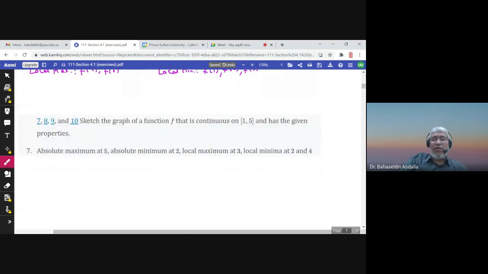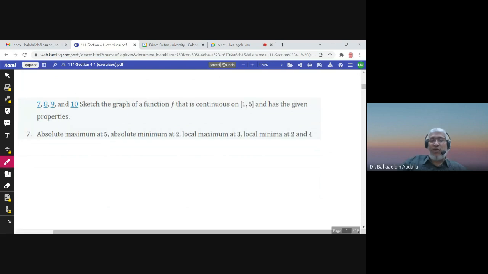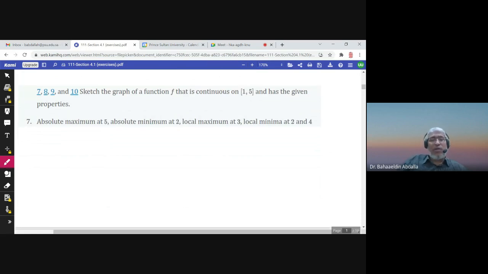Sketch the graph of a function f that's continuous on [1, 5] and has the given properties. So the function should be continuous on a closed interval [1, 5]. This is 1, and this is 5. It should have an absolute maximum at 5. So at 5, it's absolute maximum. Absolute minimum at 2. So here it has an absolute minimum.